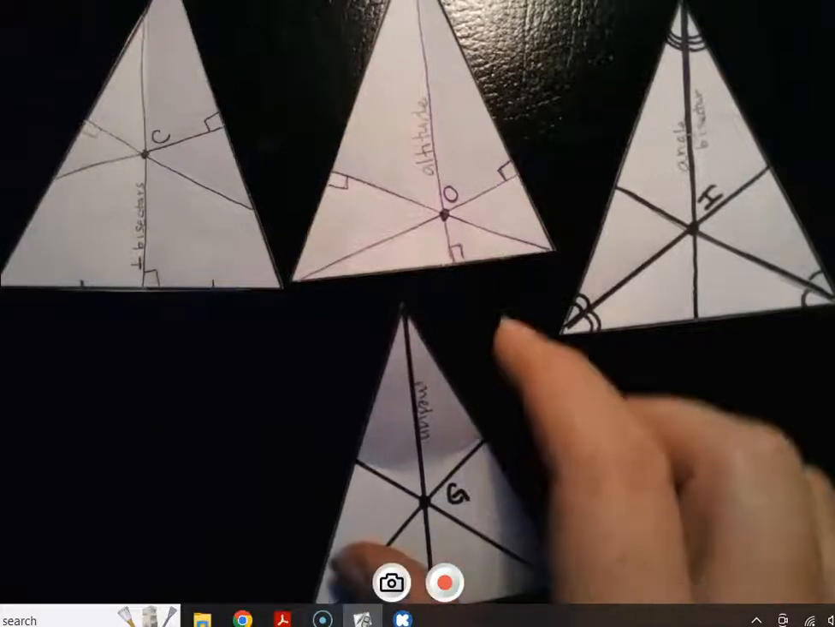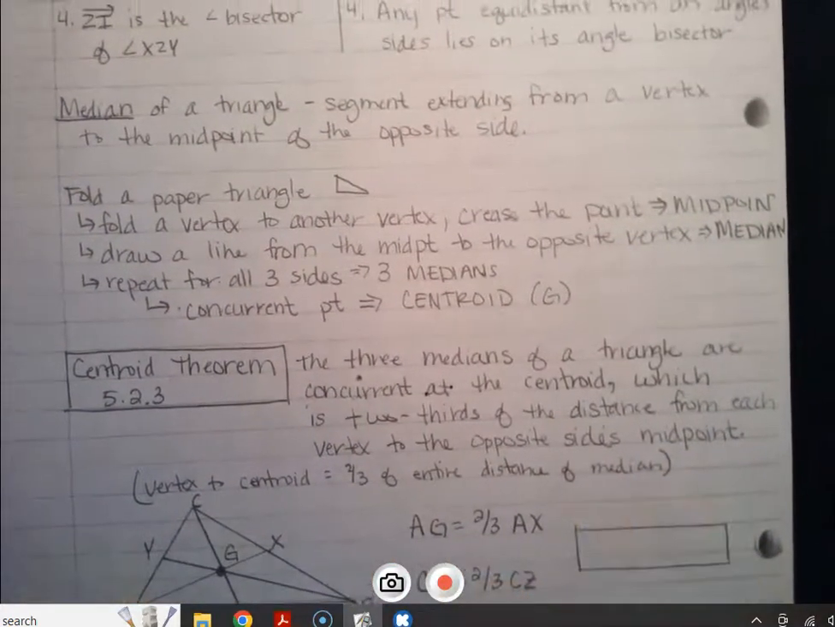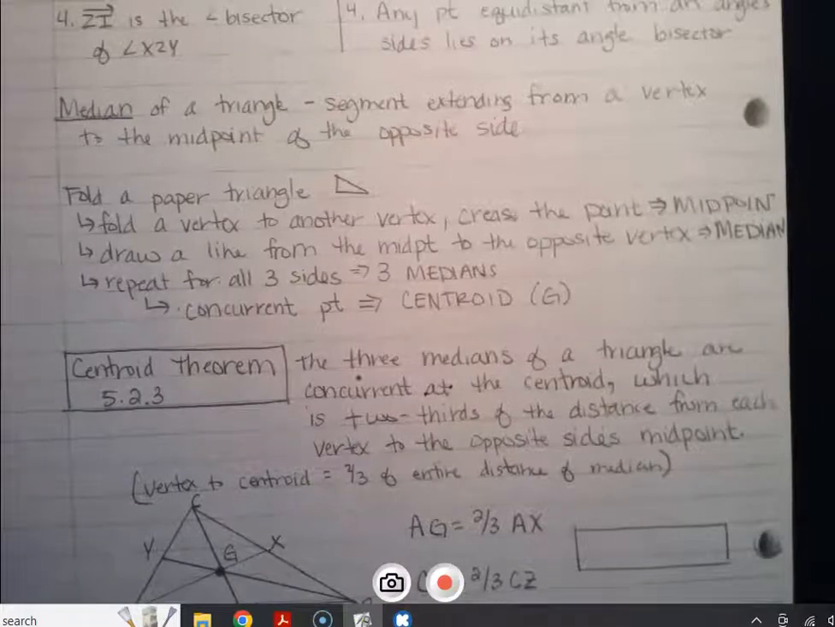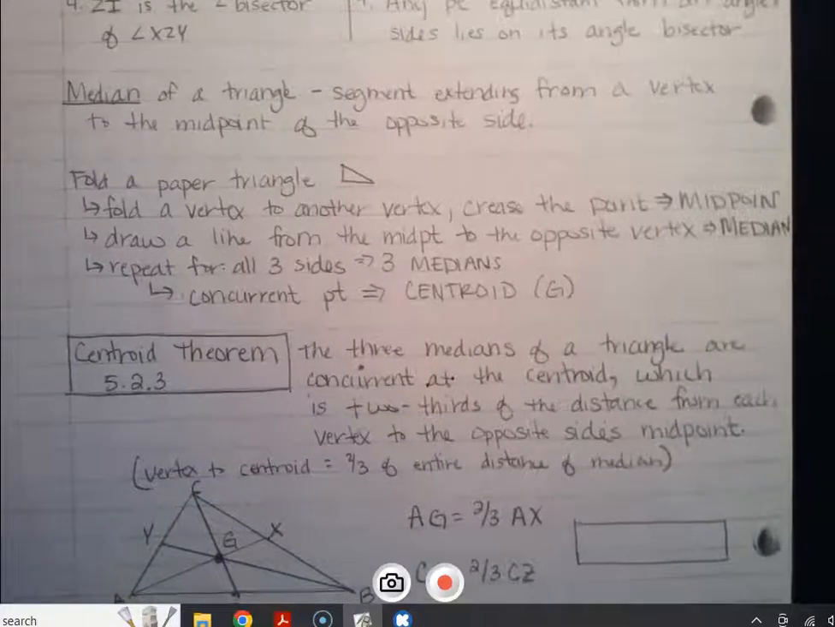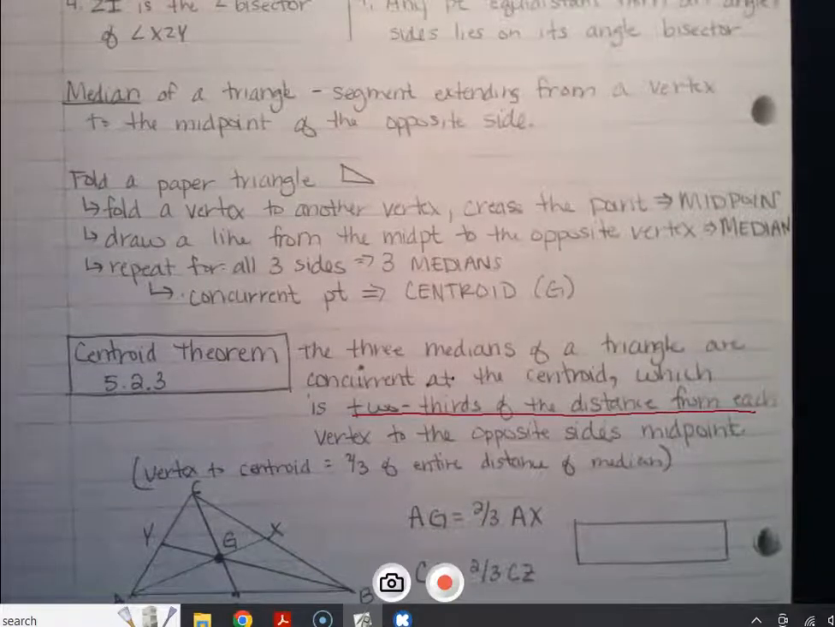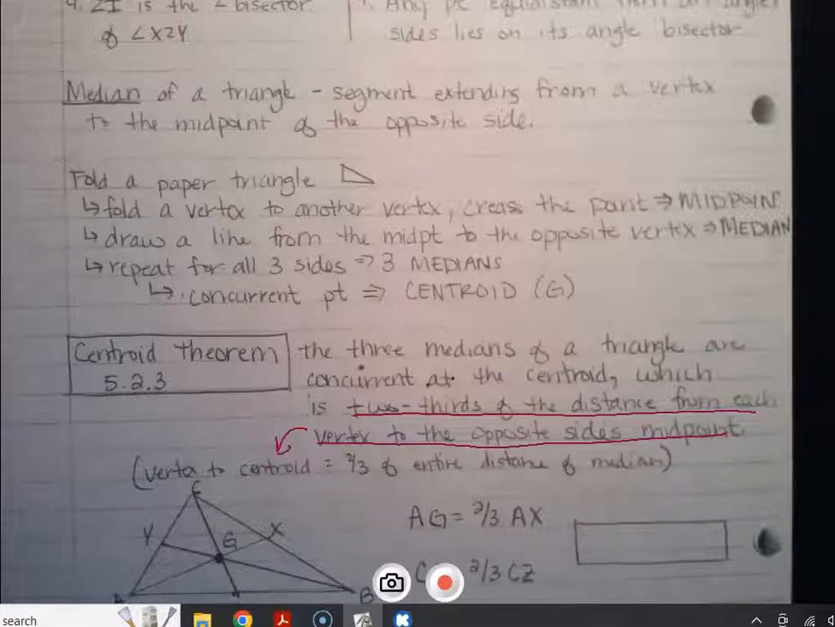Okay, now the cool thing about the centroid, some cool things we're going to use. One, we have the centroid theorem, which says the three medians of a triangle are concurrent at the centroid, which is 2/3. This is the part that's cool. Which is 2/3 of the distance from each vertex to the opposite side's midpoint. Like, what does that even mean? Well, in simpler terms, from the vertex to the centroid equals 2/3 of the entire distance of the median.